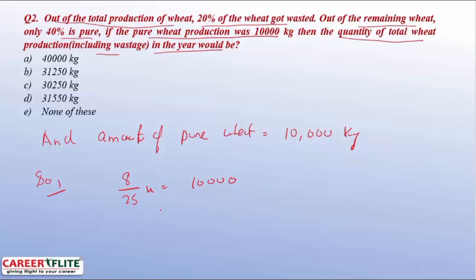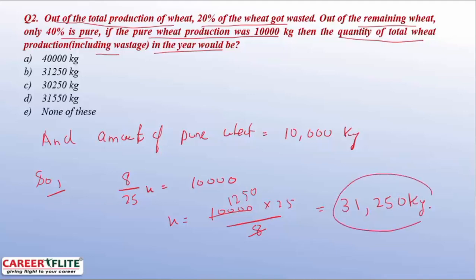We can solve this equation, that is x equals 10,000 into 25 by 8. If we solve this, we will get 1250 into 25, which is 31,250 kg, which is our required answer. So option B is the correct answer.